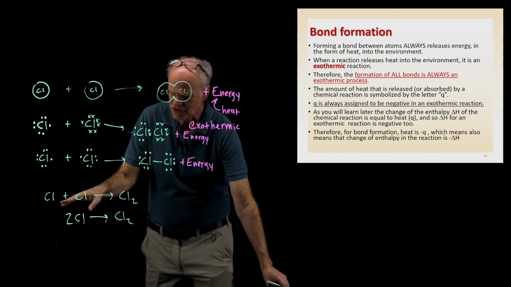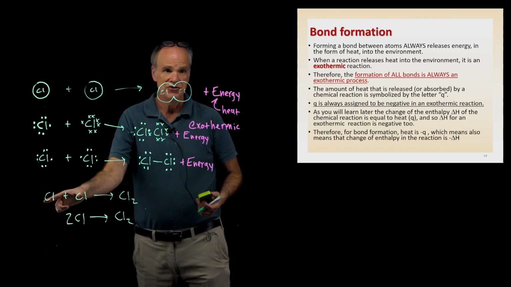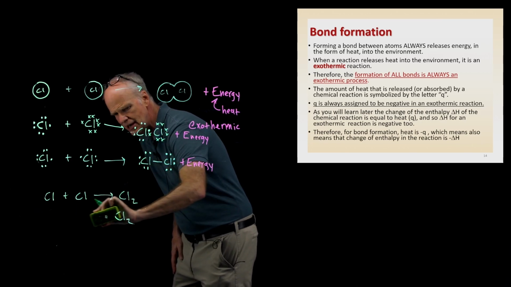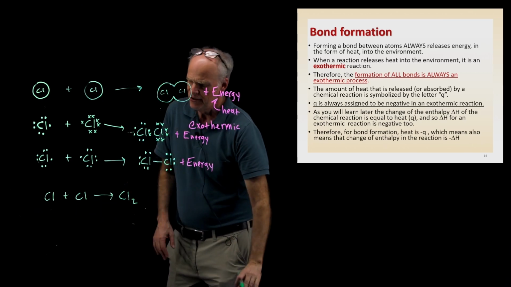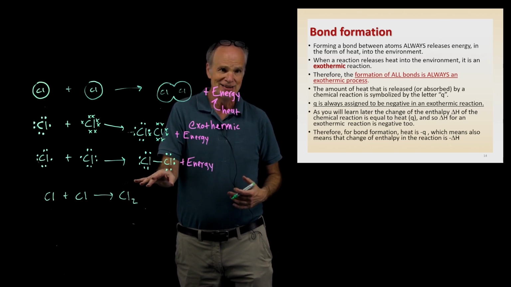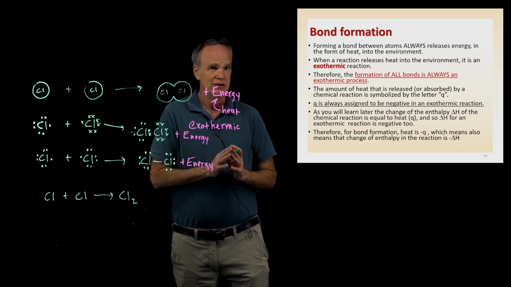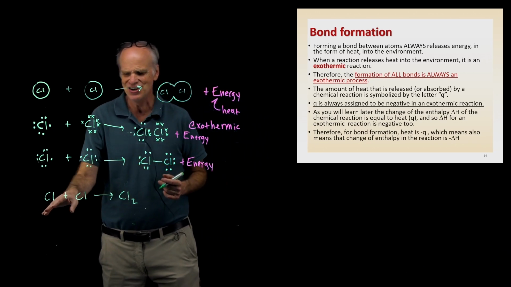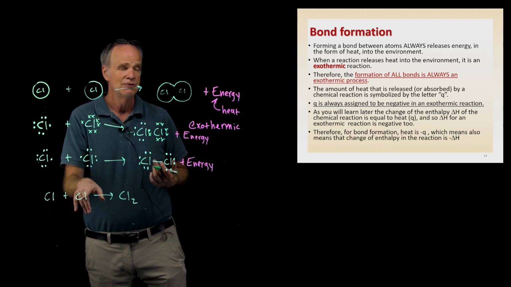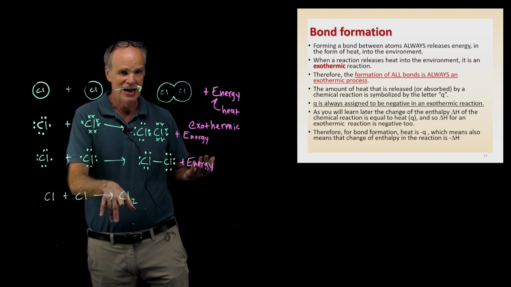Now, I think it's a little bit easier to understand the reaction with two separate symbols for chlorine. So I'm going to erase this one here. And now, from this reaction, I want to talk about the amount of energy that is associated with this bond formation. So imagine one atom of chlorine reacting with another atom of chlorine to form one molecule of diatomic chlorine.